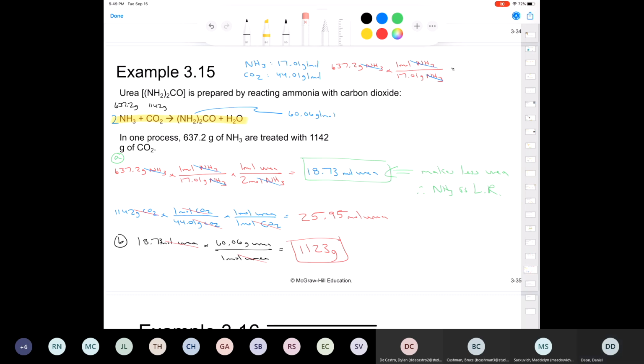So you end up with, no, I want to figure out the number of moles of carbon dioxide I used up, don't I? So, oops, there's not enough room on this slide. I'm running out of room here.